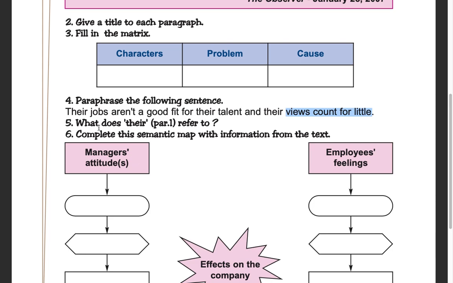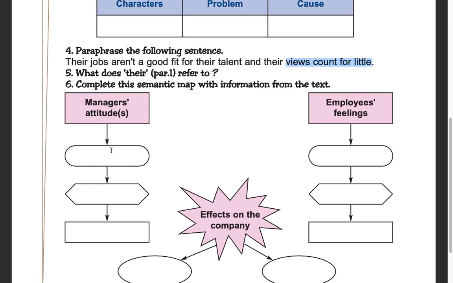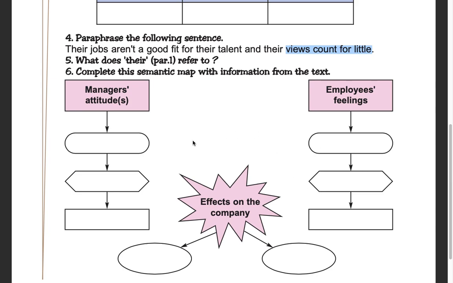So what does their refer to? Their jobs aren't a good fit for their talents. So he was talking about the workers, not the managers. So the attitudes of the managers, as we've seen, are negative. They look down on their employees. They do not respect them. So that is some sort of poor management.